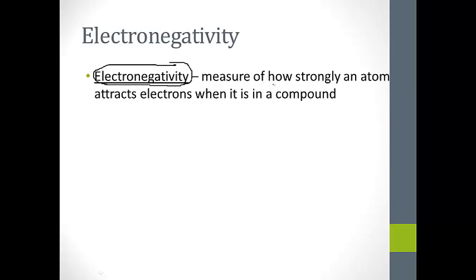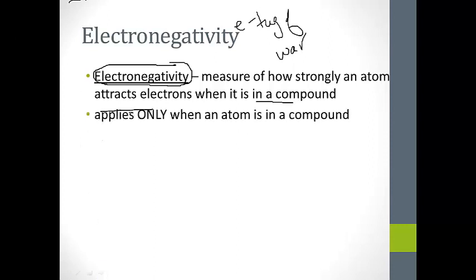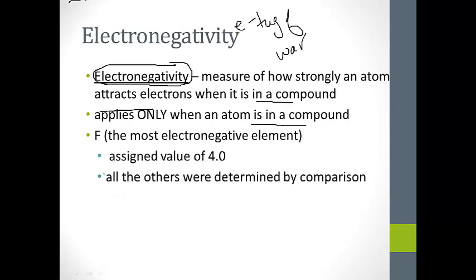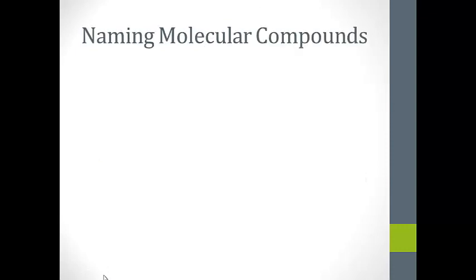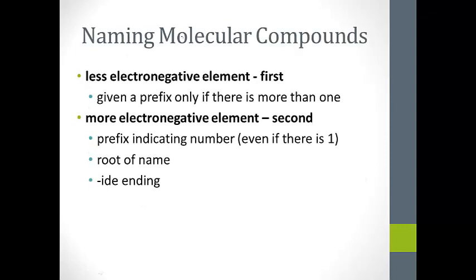Now, it's all driven by electronegativity. We should remember from Unit 5 that electronegativity is a measure of how strongly an atom attracts electrons when it's in a compound. I also liked to refer to this as the electron tug of war. Okay, we saw electronegativity really dictates whether or not something is covalent or ionically bonded anyway, but this applies only when an atom is in a compound. We've already learned this, but fluorine is the most electronegative element. It's assigned a value of 4.0. All others are determined by comparison, and you've got that electronegativity chart.